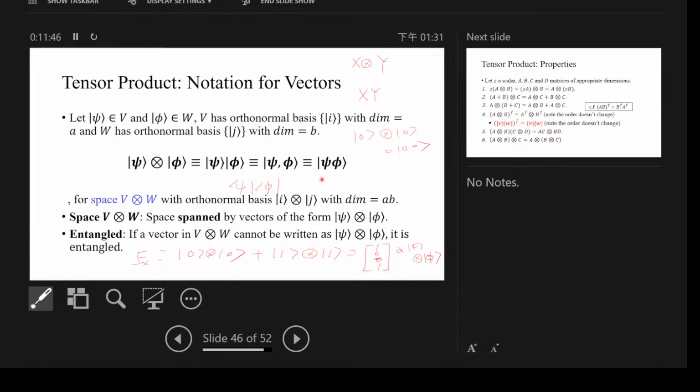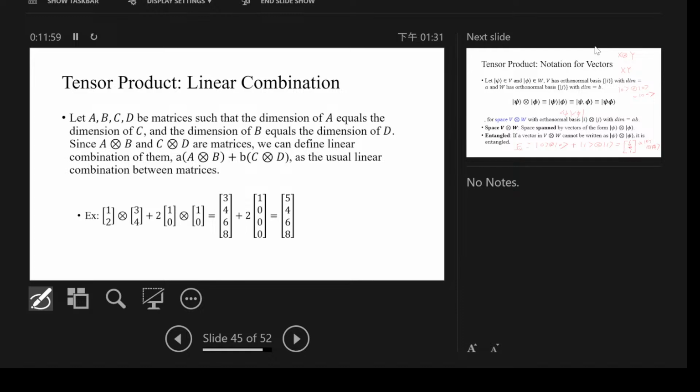Okay. And for example, sometimes you can have two qubits tensor together. You have ket 0 tensor with ket 0, and it will be written as 0, 0. And in terms of vectors, you write down the vector form. So ket 0 tensor ket 0, which is ket 00, is the vector 1, 0, 0, 0. Okay.